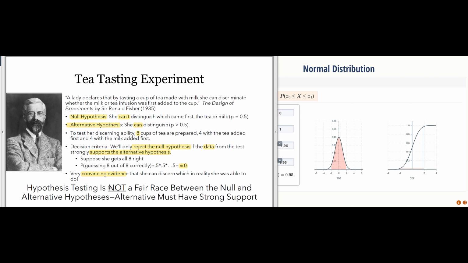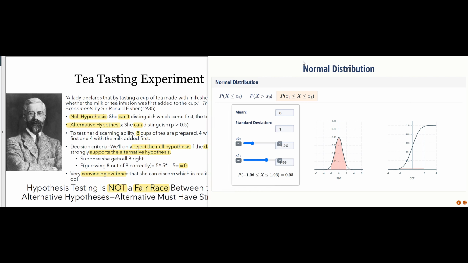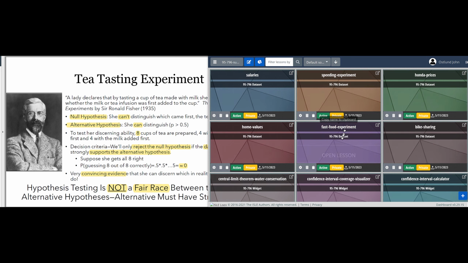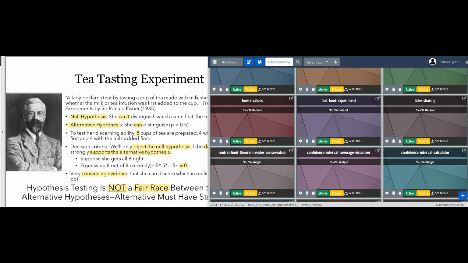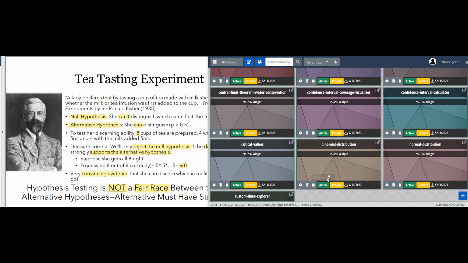I want to emphasize that this is not a fair race between the two hypotheses. That is, in this particular example of tasting tea, it's not going to be like majority rules. We're not going to believe if she gets 5 right out of 8 that she really can tell the difference. That could just be luck. And in fact, let's look at our binomial distribution to see that that's the case. Let me pull up my binomial distribution widget.